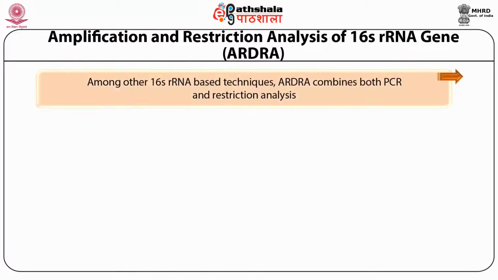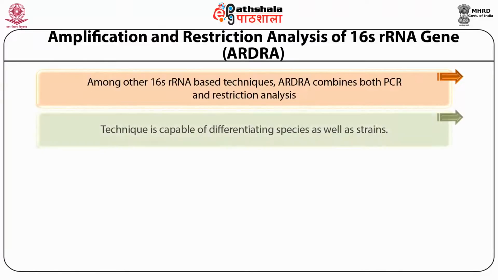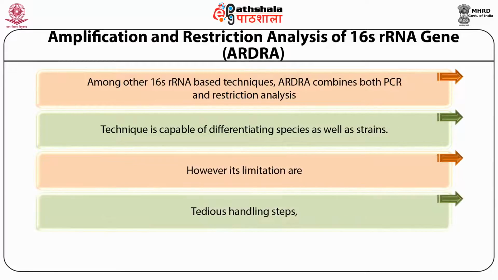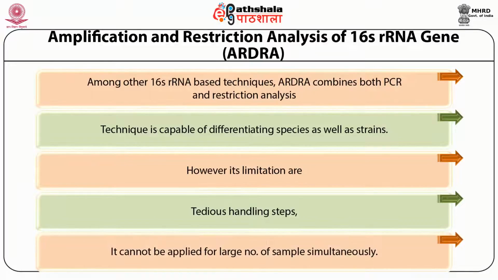Among the other 16S RNA based techniques, ADRA combines both PCR and restriction analysis, and hence is a powerful technique capable of differentiating the species as well as strains. Under this method, restriction endonucleases are used, which are specific enzymes that can cut the DNA molecules at specific regions. So in this, as we have told, the PCR and restriction analysis methods are combined, which will give a better result. However, since it also has the limitation of tedious handling steps, it cannot be applied to a large number of samples simultaneously.